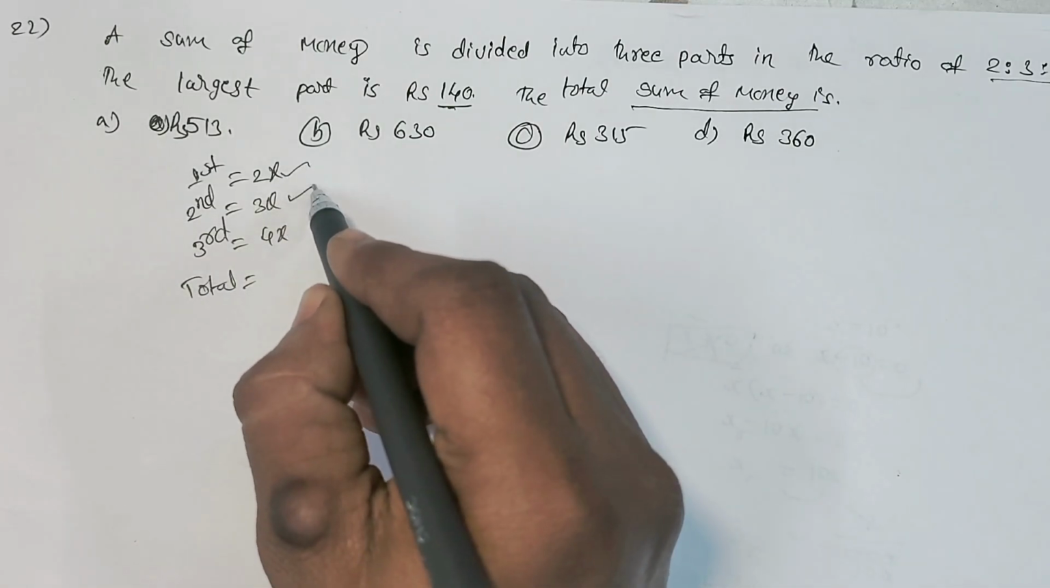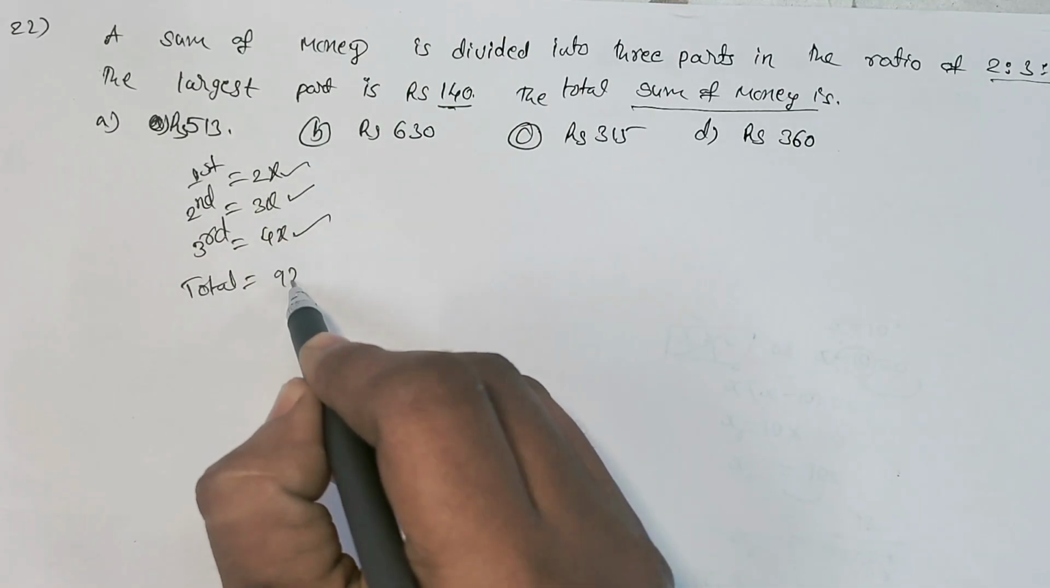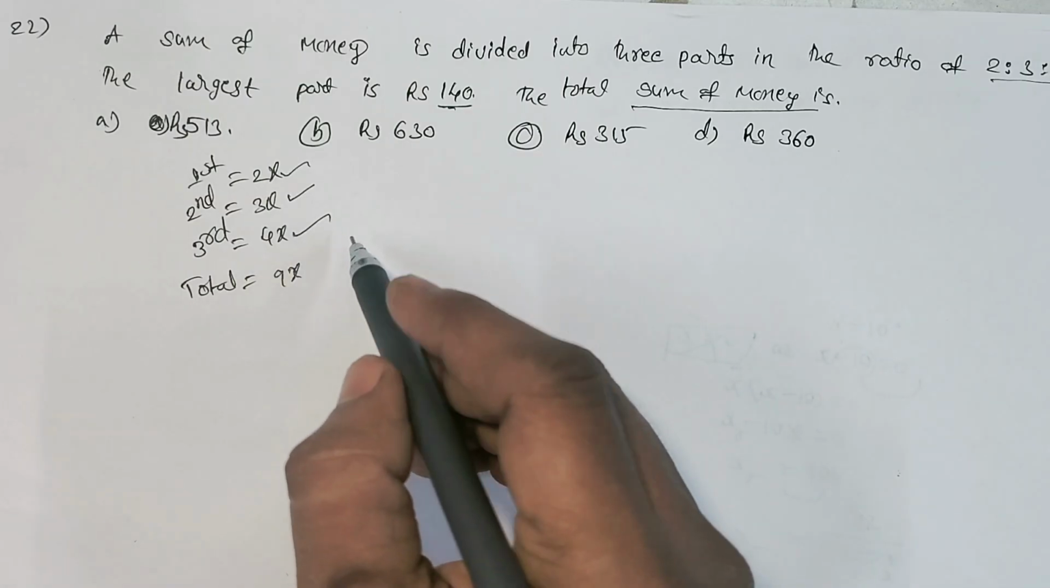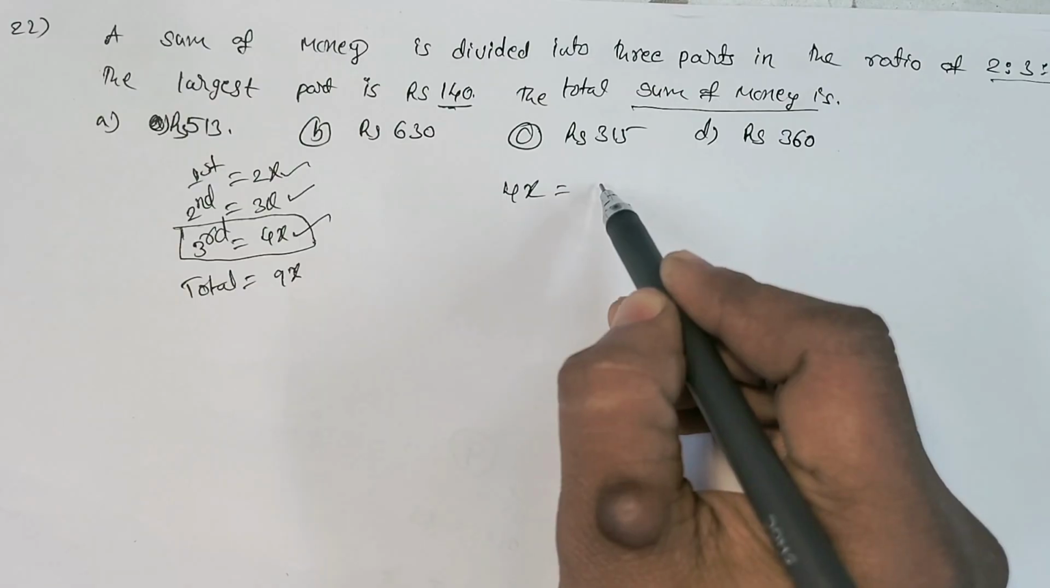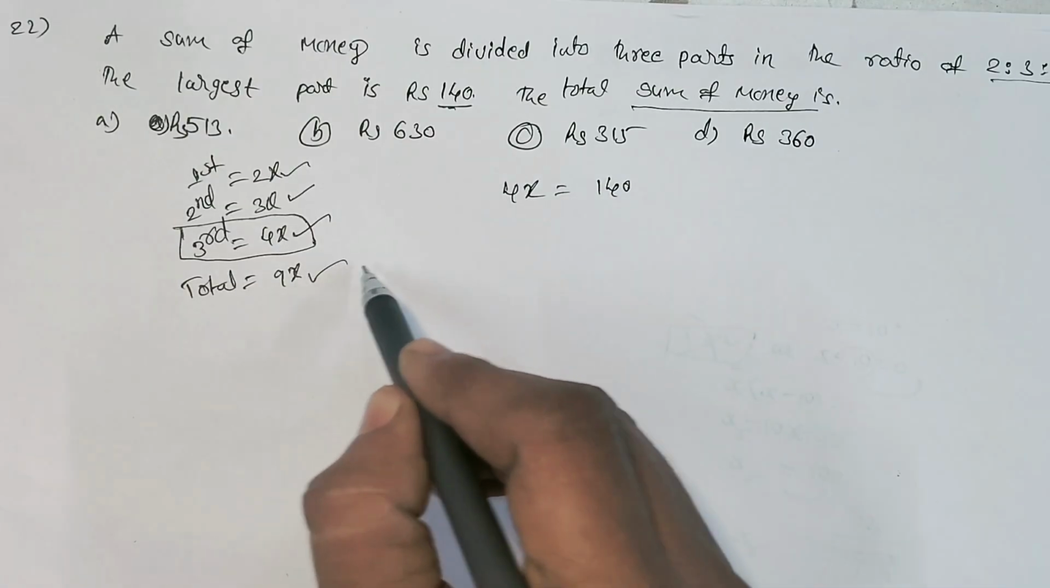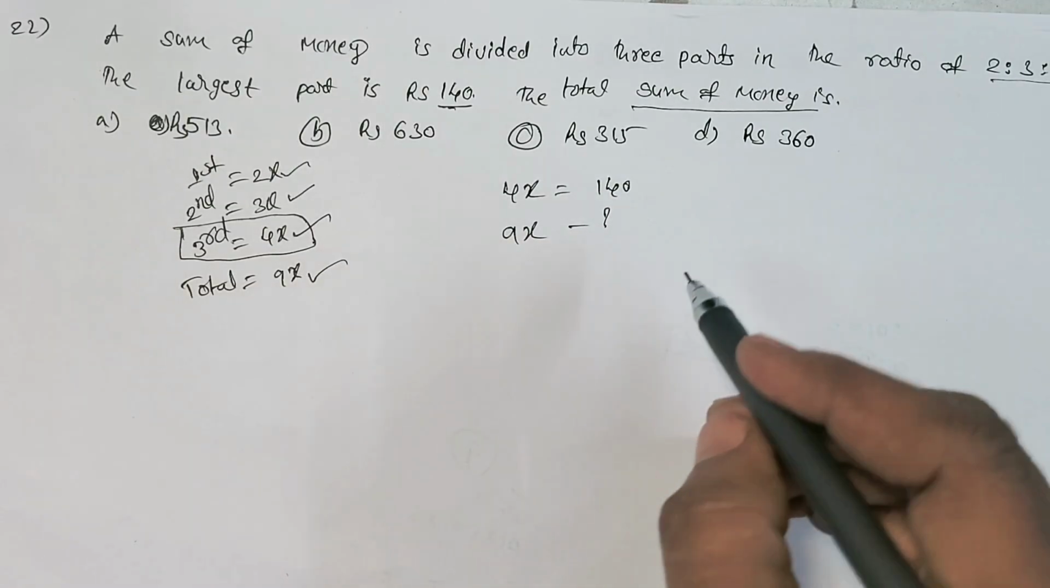That is 2x plus 3x, 5x, 5x plus 4x, 9x. And what else have we been given? We have been given the larger part. What is the larger part? That is nothing but 4x. The 4x value is given as 140, and we are asked to find the total, the 9x part. The 9 part we are asked to find.